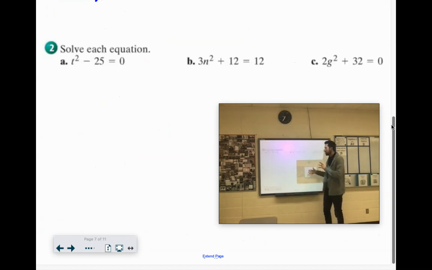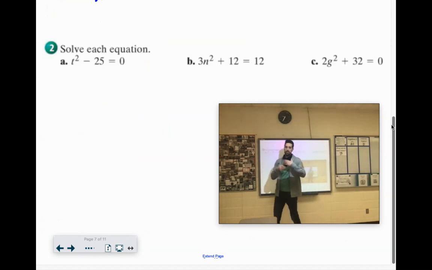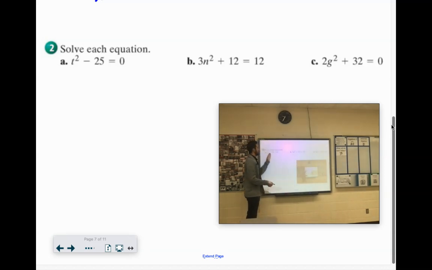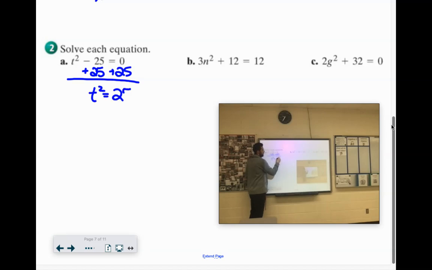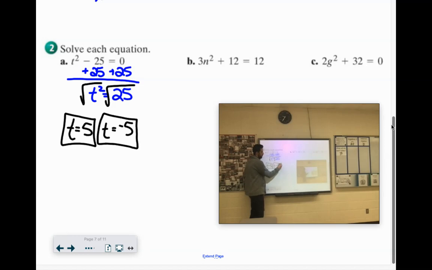We have 3 pretty different situations down here. Isolate the variable first. T squared minus 25. I got to get rid of minus 25. So we'll add 25. T squared equals 25. Once you have the variable all by itself on one side, that's when you square root both sides. Now what times itself gives you 25? 5. 5 times 5. So we'll say t equals 5. And t equals negative 5. Which again can also be written as plus or minus 5.